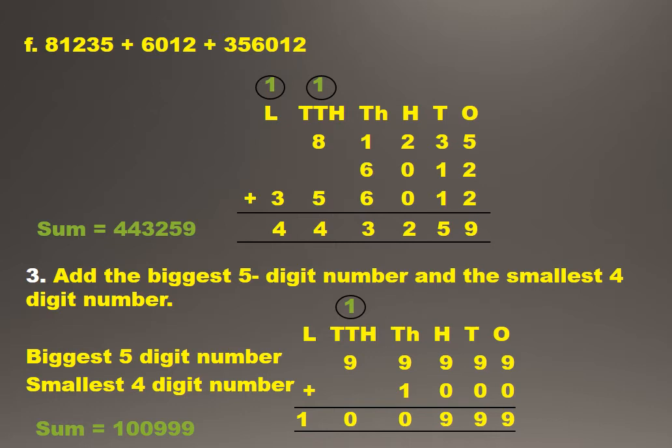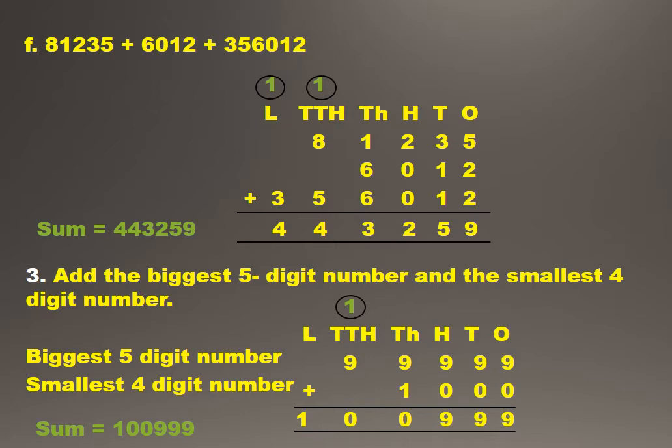Next question. This is also from your book. Add the biggest 5-digit number and the smallest 4-digit number. Now, first think about the biggest 5-digit number. Write down that number under the chart. The number is 99,999. The second number is the smallest 4-digit number, that is 1,000. Place them and add these two numbers.